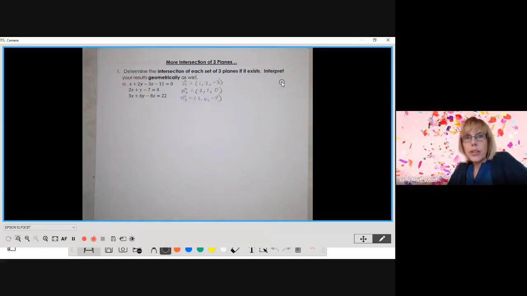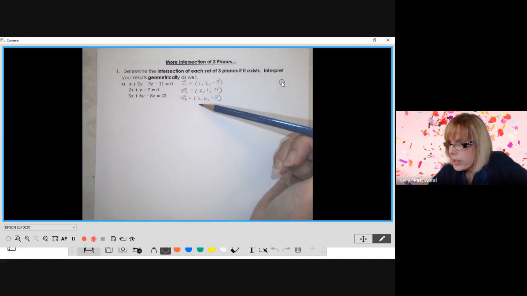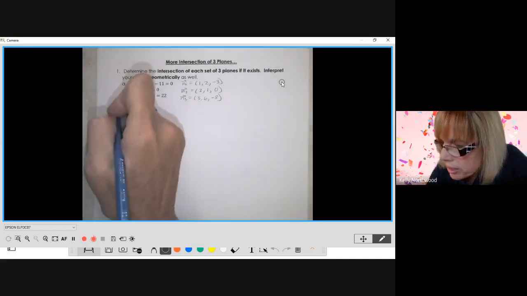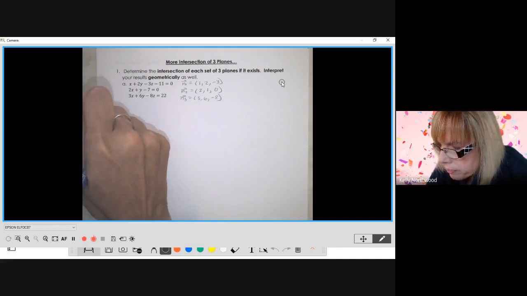So look at our normals here, and I could say I don't see any scalar. Oh, no, I don't. Wait a second. 1 times 3, 2 times 3. No, I don't see any scalar multiples. So I'm going to check and see if the normals are coplanar.